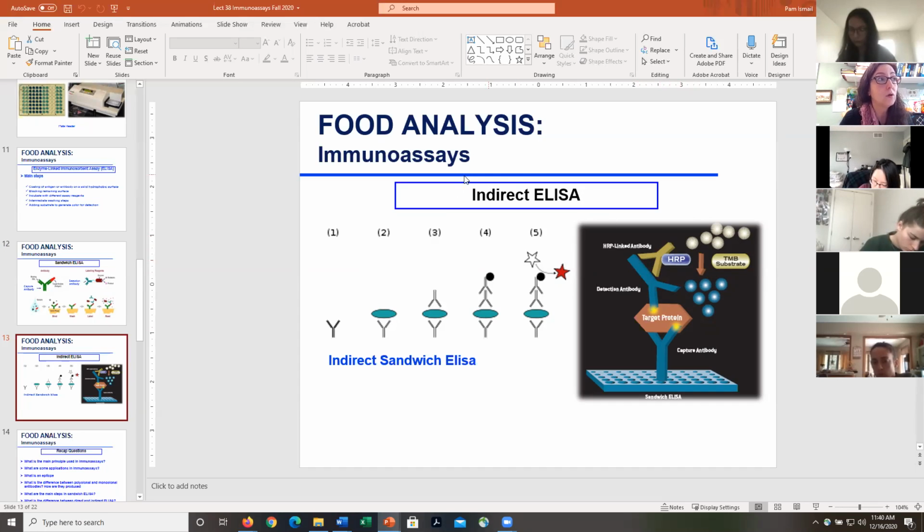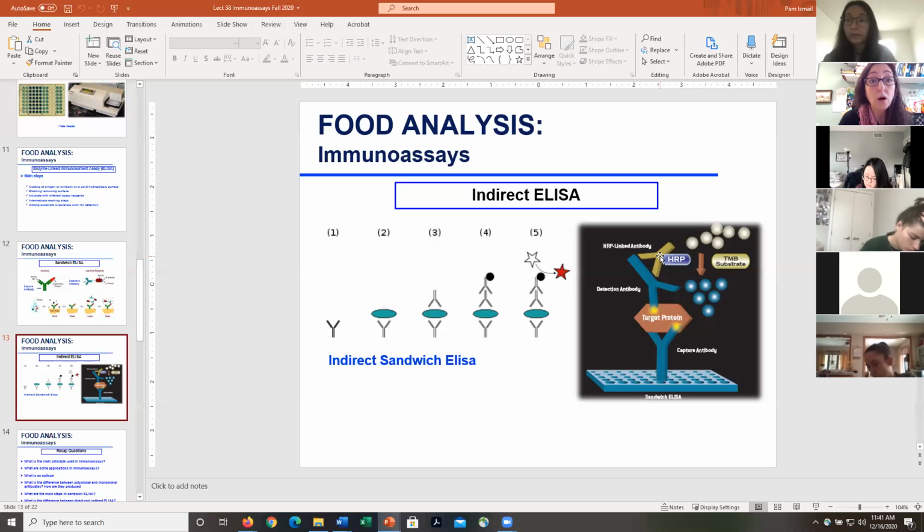In this case, we call it indirect because the antibodies used to sandwich are not labeled. The antibody that comes with your assay is labeled. And that makes it much easier on you as a person doing the experiment in the lab. That's the difference: you have a primary antibody and a secondary antibody, and the secondary antibody is an antibody to the antibody.